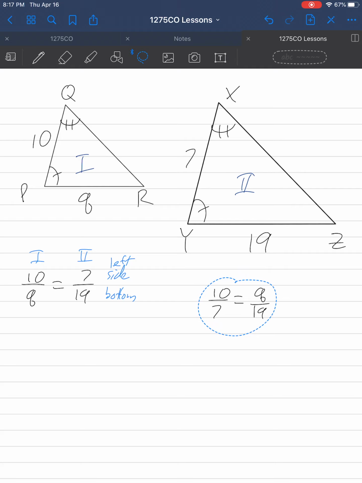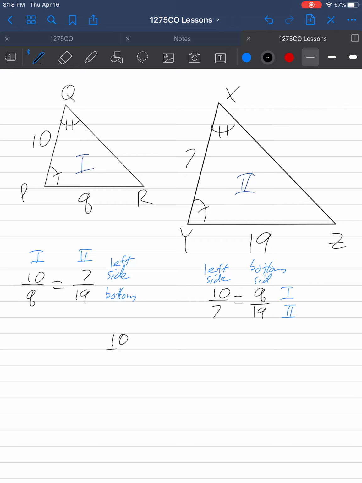Now let's look at the other proportion. Were we also consistent when we were writing out this proportion? 10 and Q are going to come from triangle 1. 7 and 19 are going to come from triangle 2. 10 over 7 represents the left side, and Q over 19 represents the bottom side. Now, which way is correct to write this proportion? The answer is they're both correct, and they're both equally correct because they will both result in the same answer.